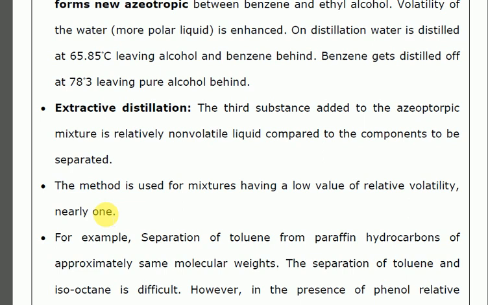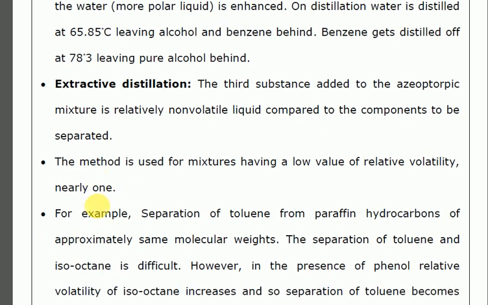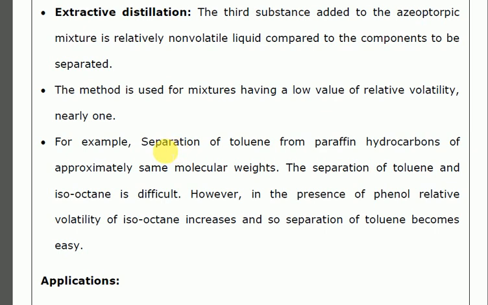What is relative? Basically, we are comparing one to another. We have already studied what is relative volatility and what is volatility. For example, separation of toluene from paraffin, hydrocarbons of approximately the same molecular weights. Now, we are taking toluene and paraffin. Both molecular weights are comparatively the same. The separation of toluene and isooctane is very difficult. This is a paraffin hydrocarbon, which is very difficult.